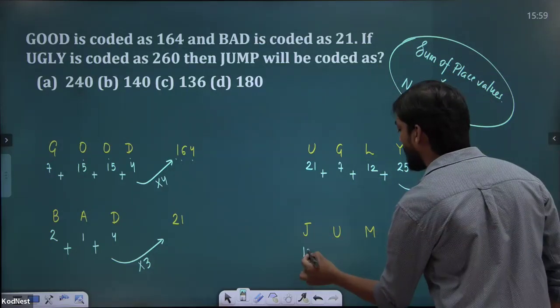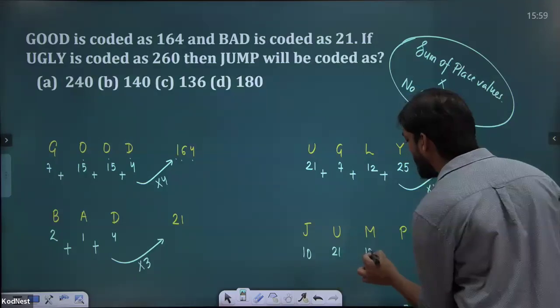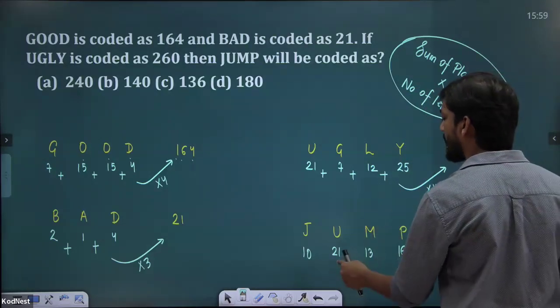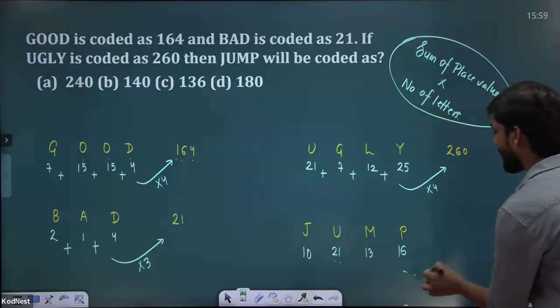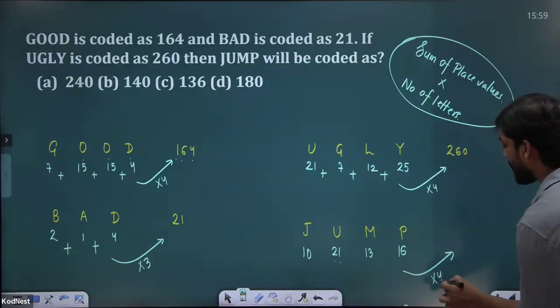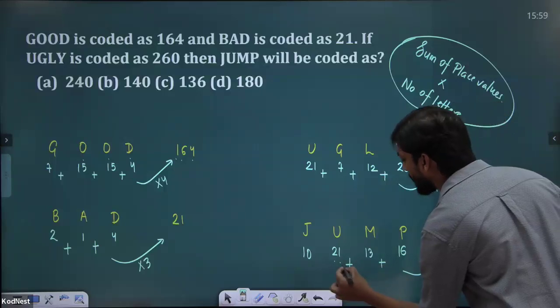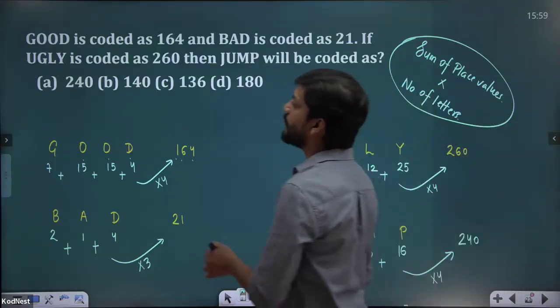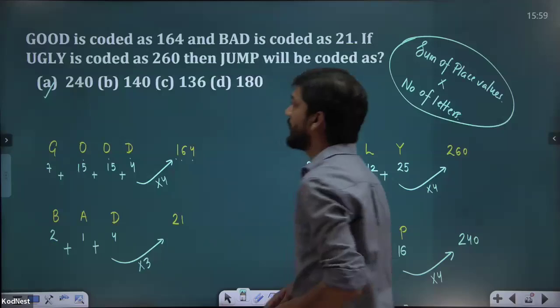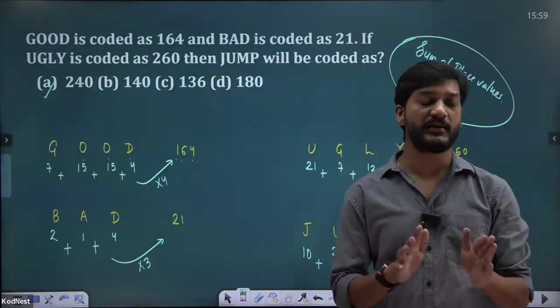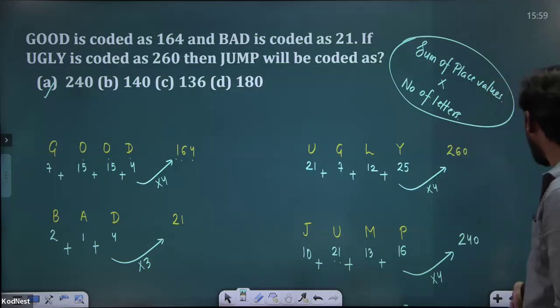So just see, number 10, 21, 13 and 16. Okay, 16, 13 is 29, 30, 40, 50, 60. So you will get 60, 60 into 4, you will get 240 as the code. Okay, so 240 is the code. All right. So this is one way you might see the coding. Let's see other way.